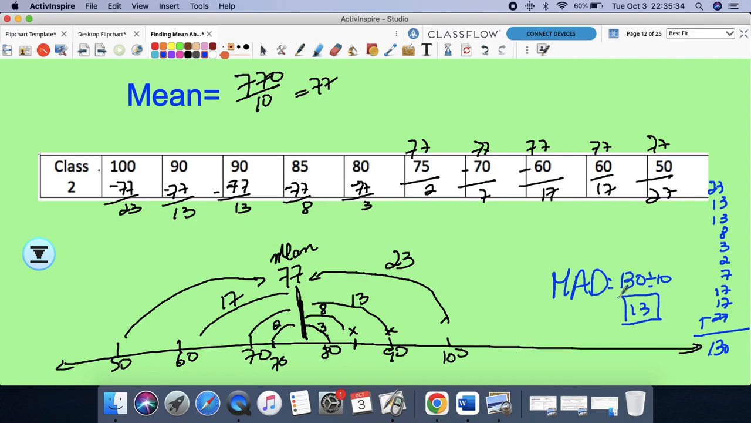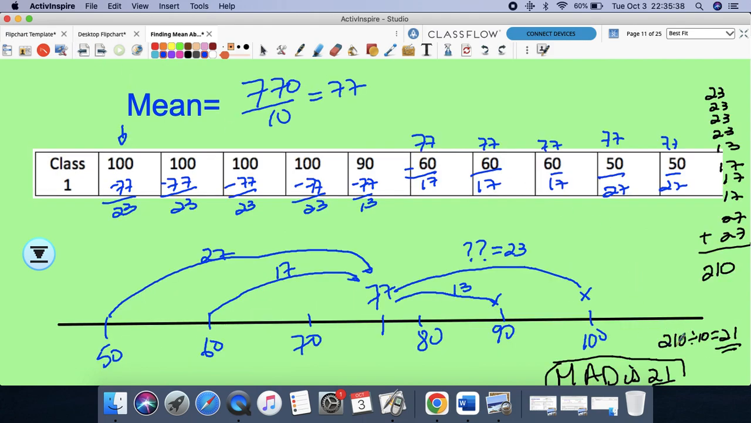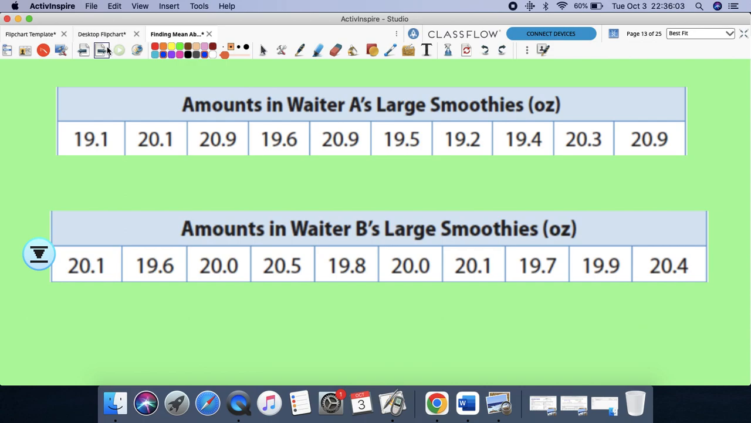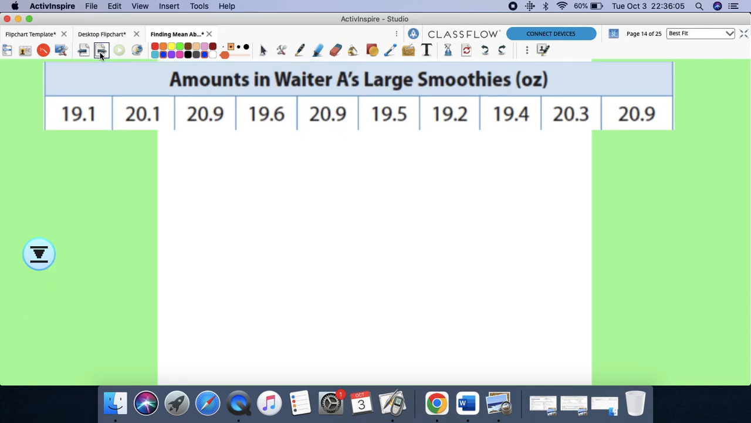So notice that this MAD is 13. And this MAD was 21. Why is this 21? Because they're far away from 77. And this one, look how close they are. They're closer to the mean, right? Which means there's less variance.